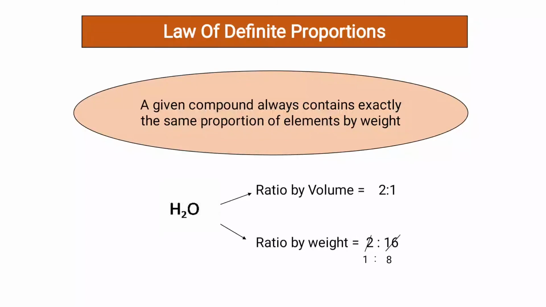Therefore, we can conclude that water contains hydrogen and oxygen, which will always combine in 2:1 by volume and 1:8 by weight, whatever the source of water may be. This composition, or this particular ratio by weight and volume for water, is fixed, no matter whether we get the water from river, pond, lake, etc. This is what the law of definite proportion means.